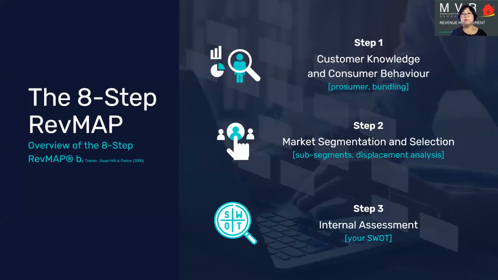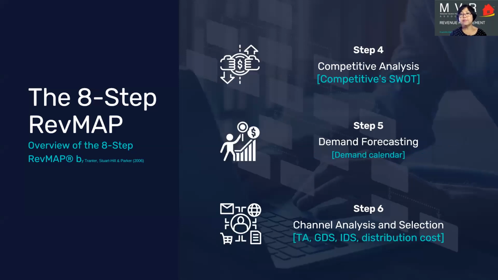Revenue management map, that's 8 steps. First step is customer knowledge and consumer behavior. Step 2, market segmentation and selection. Step 3, internal assessment, like a SWOT. Step 4, competitive analysis, analyzing your competitor. Step 5, demand forecasting. Step 6, channel of marketing.